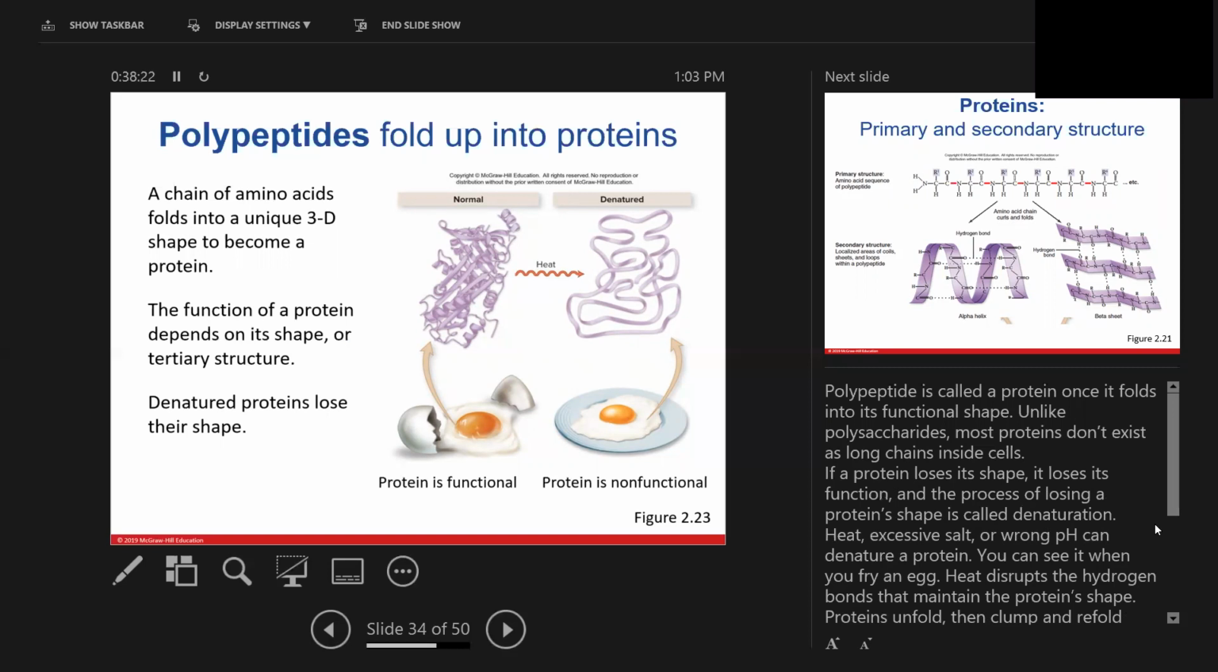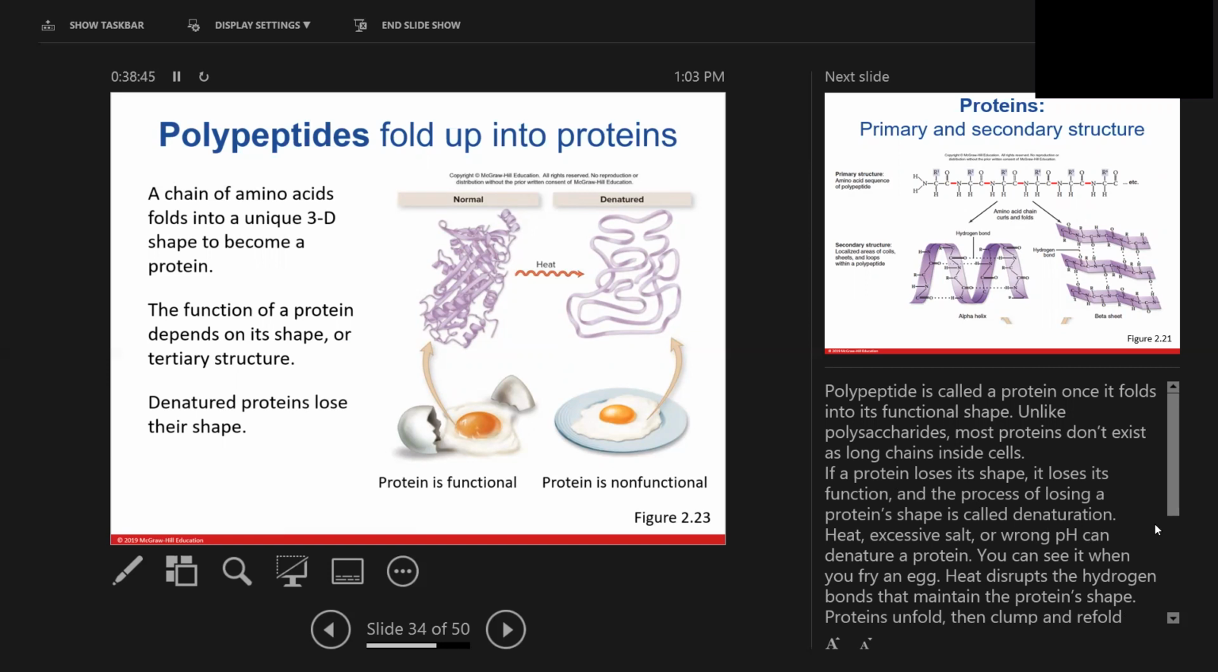Now, denatured proteins can lose their shape. How many of y'all are familiar with Alton Brown? Wonderful UGA alumni, actually came and spoke at my graduation. A really cool guy. Check his stuff out, though, if you're not familiar with him. There's a really cool way of looking at how the chemistry behind cooking works. You can actually get really good at style and food.